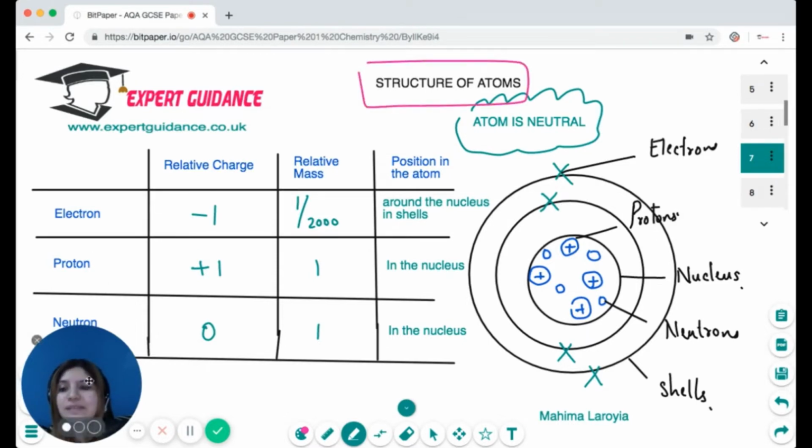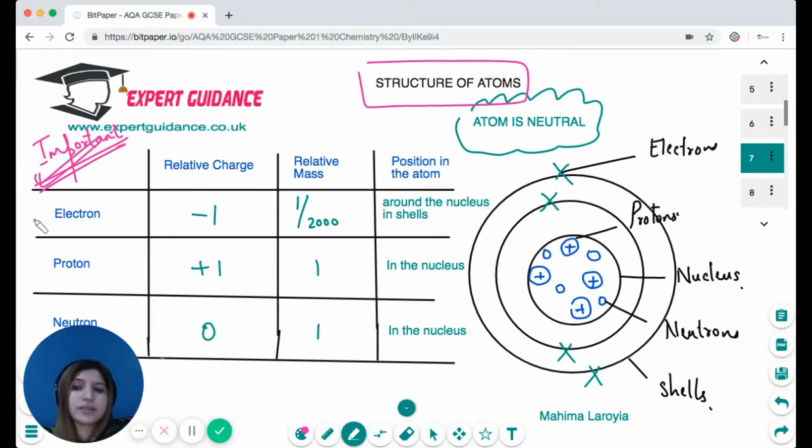The atom is composed of 3 subatomic particles, and this table is very, very important. You should remember each and every part of this table. You might be asked in the exam to either fill some parts of the table or maybe to make the whole table. So the atom is made up of 3 subatomic particles: electrons, protons, and neutrons. Electron has a relative charge of -1, protons have +1, neutrons have 0 charge. The relative mass of protons and neutrons is 1. Electron is 2000 times less.